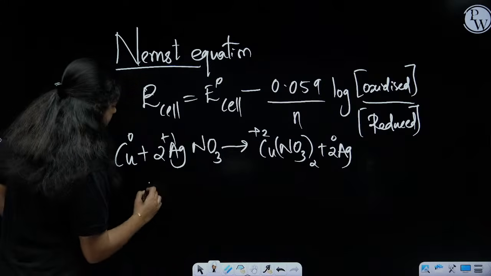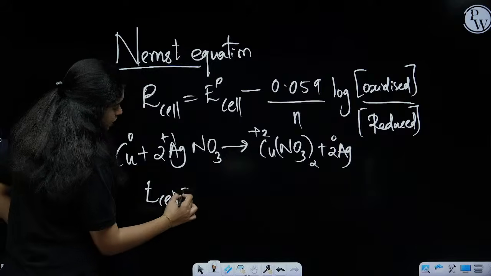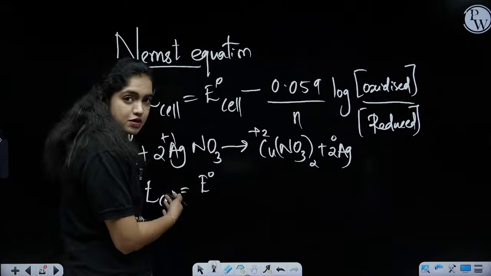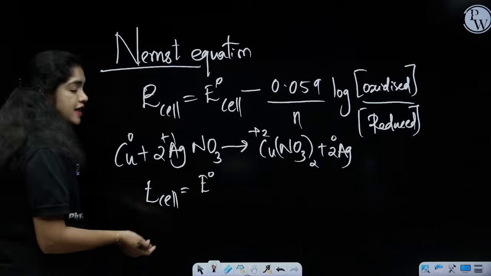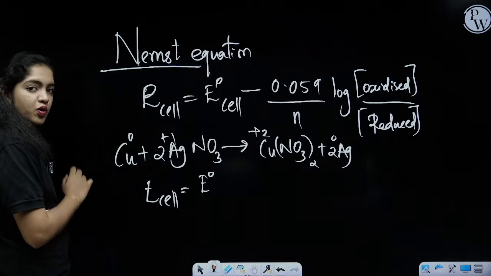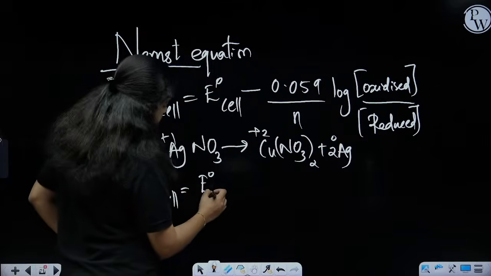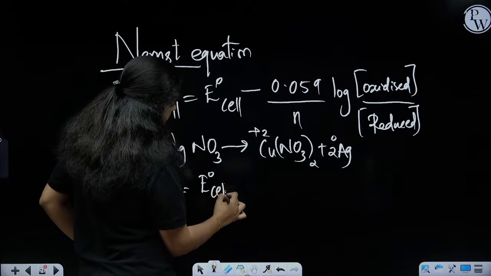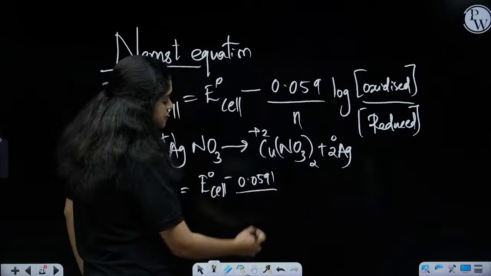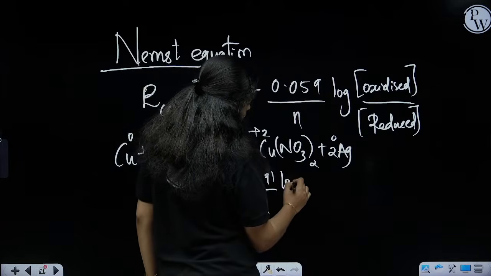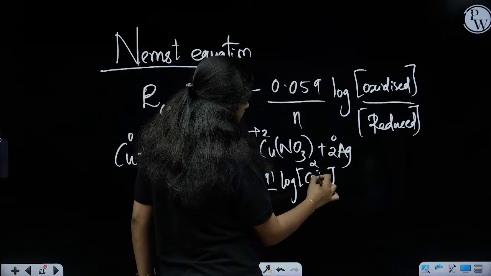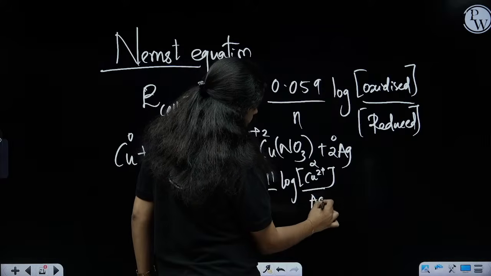So, how will we write it? E cell is equal to E0, who is undergoing oxidation and who is undergoing reduction here? E0 silver minus E0 copper. That is E0 cell, minus 0.059 divided by the number of electrons, which is 2. Then the remaining log. On the top, who will be coming? The species undergoing oxidation, copper 2 plus, divided by Ag plus.